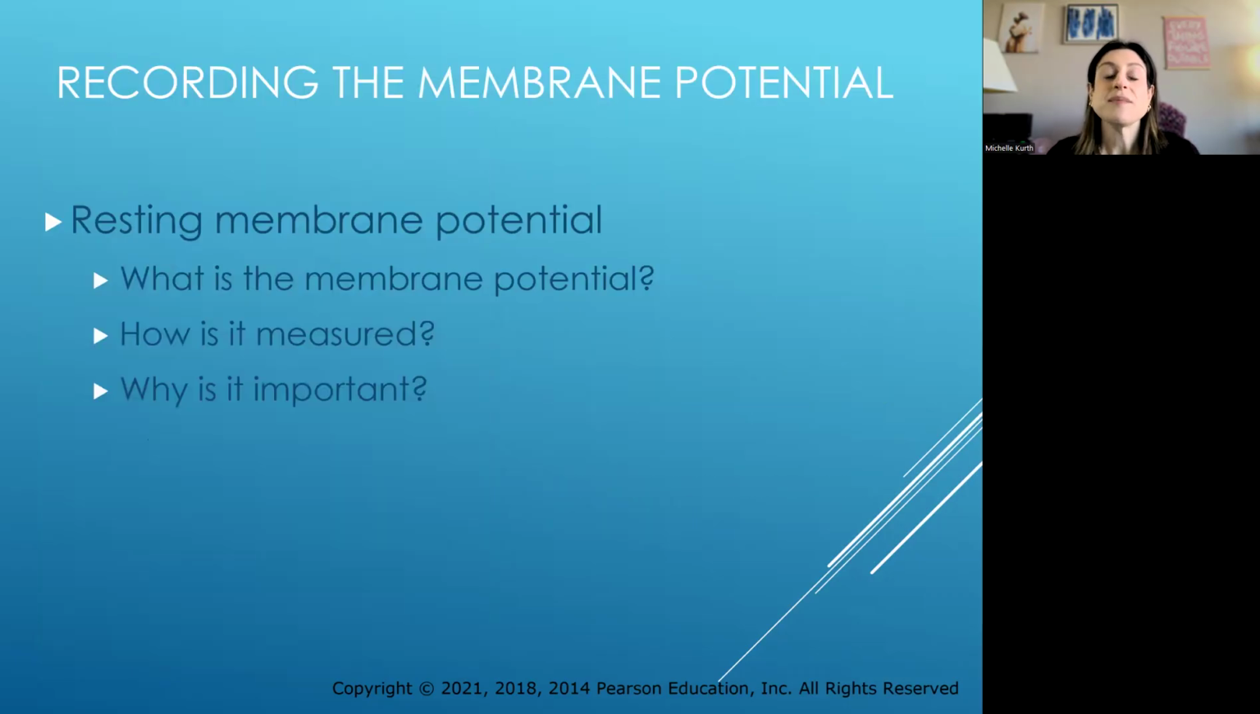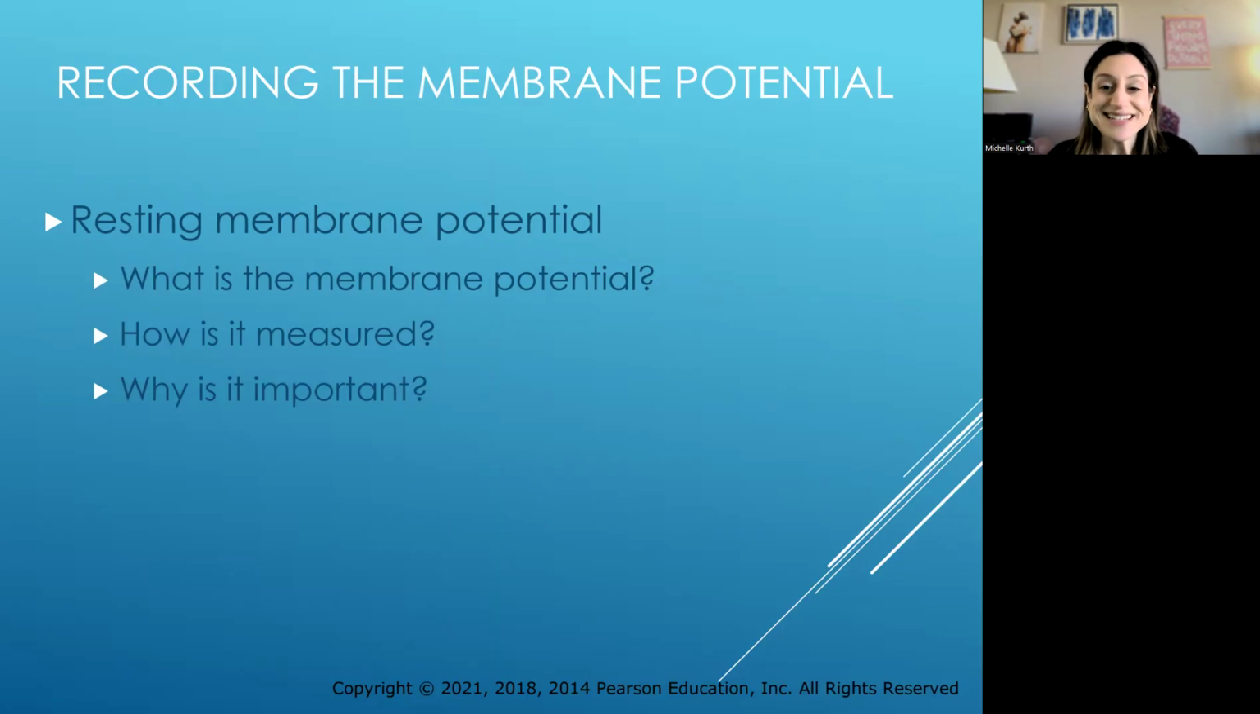Now, I want to talk about the idea of a membrane potential. And that might sound really intimidating, but think of it like a charge on a battery. So I'll try and use this analogy throughout. But every cell that we have in our body, especially neurons, has a tiny difference in electrical charge across this membrane. Okay. And that difference is called the resting membrane potential.